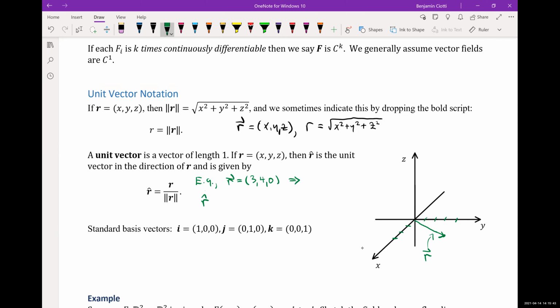Then the unit vector in the direction of R would be R divided by its length. The length of R would be the square root of 3 squared plus 4 squared plus 0 squared, which is 5. So the unit vector in the direction of R would be 1/5 of R, which is the same as the vector 3/5, 4/5, 0. And it would be about right there. Okay, so that's a handy notation which we're going to make use of.